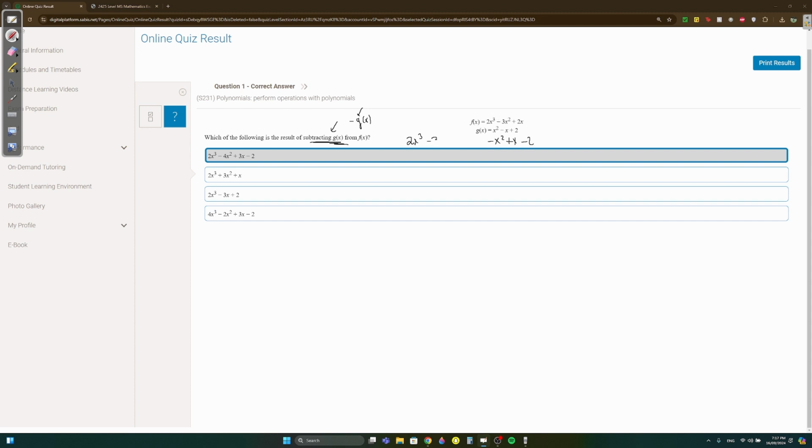2x cubed minus 3x squared plus 2x. Combine your like terms. Cube, it doesn't have anything with it, so you keep it down. Minus 3x squared minus x squared, minus 4x squared. 2x plus x, 3x. And then this minus 2 doesn't have anything, so you just take it down. So 2x cubed minus 4x squared plus 3x minus 2.